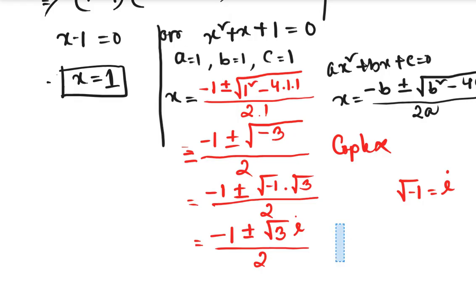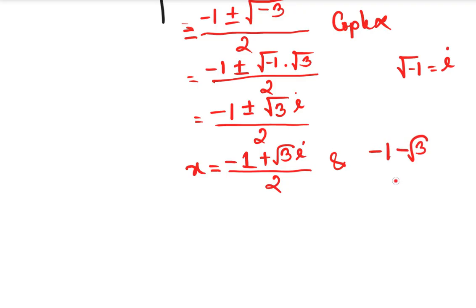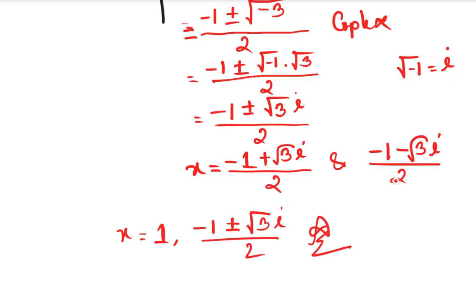So we have the solution for x for the complex term: x equals either minus 1 plus square root of 3 i over 2, or minus 1 minus square root of 3 i over 2. So the solution for x is 1 and minus 1 plus or minus square root of 3 i over 2. So this is the answer.